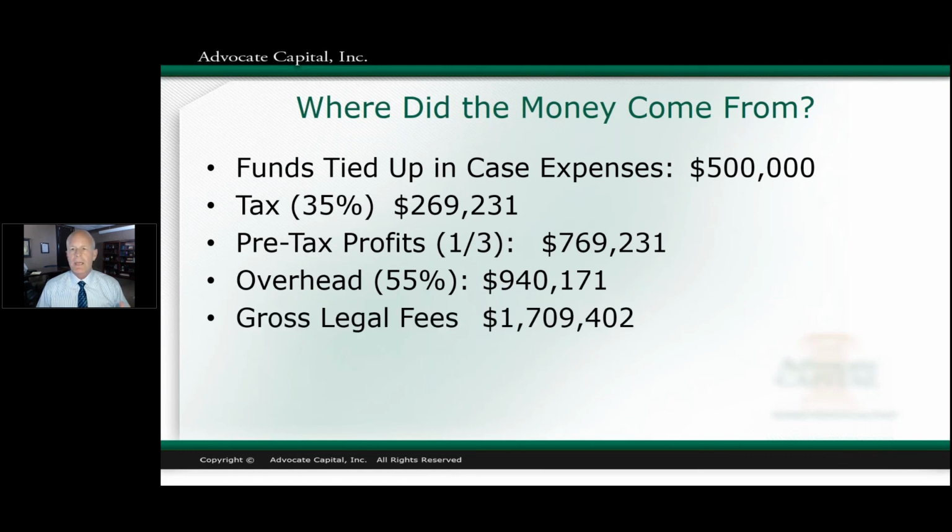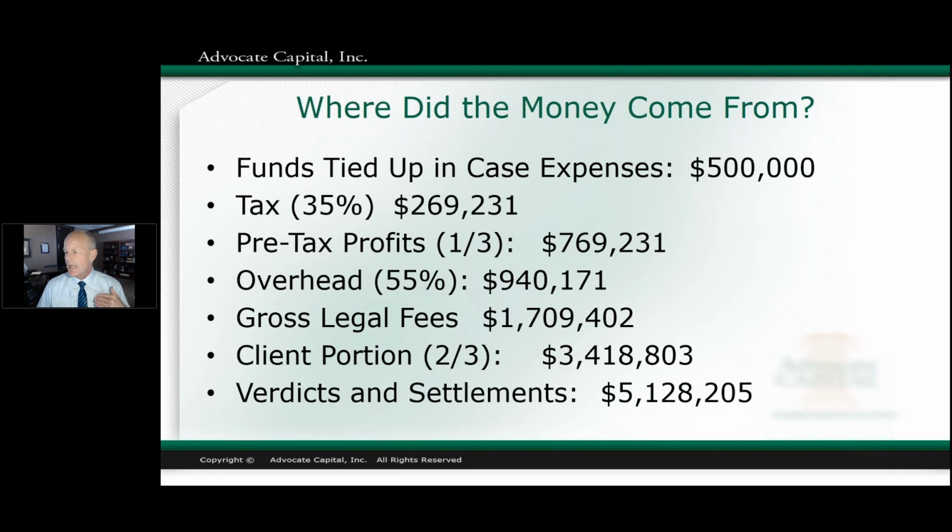If the client portion on your fee agreements is 2/3, that means the clients would have had $3.4 million, and backing all the way out to the verdict or settlement number, you would have to bring in a little over $5 million if you're a typical law firm to net out after-tax cash of $500,000.